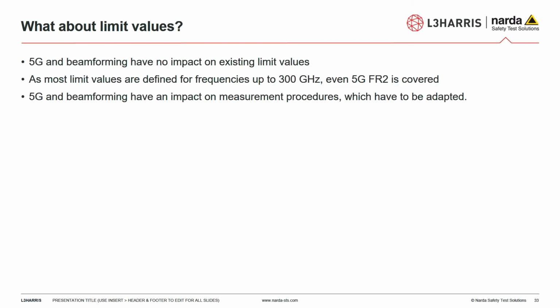To what extent are there new limit values for 5G? 5G or beamforming has no effect on the limit values. Most of the EMF limit values are defined for frequencies up to 300 GHz, which also covers the 5G services in frequency range 2. The effect of 5G is thus limited to the way that the measurement is performed.